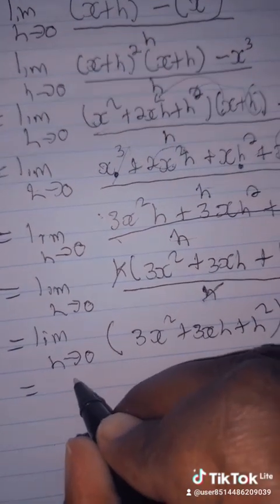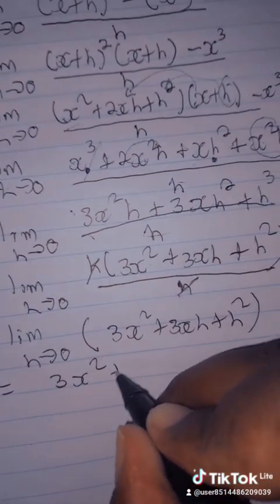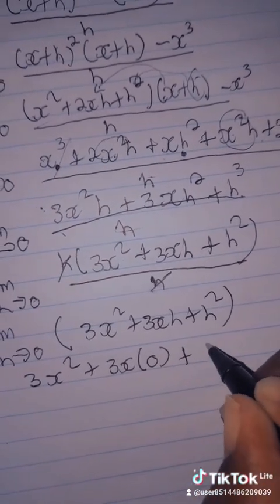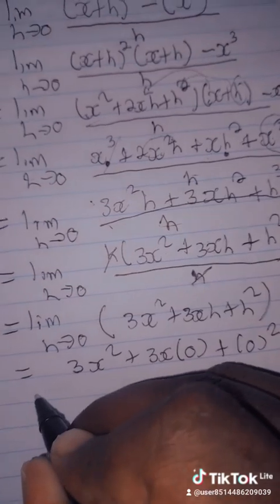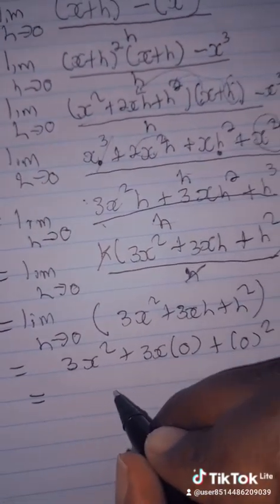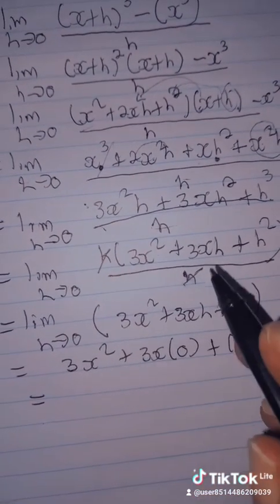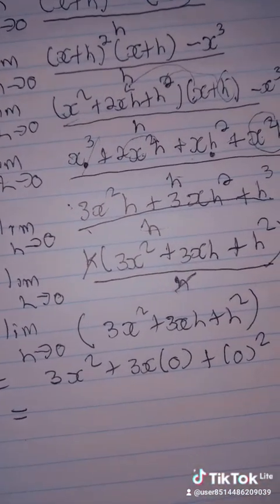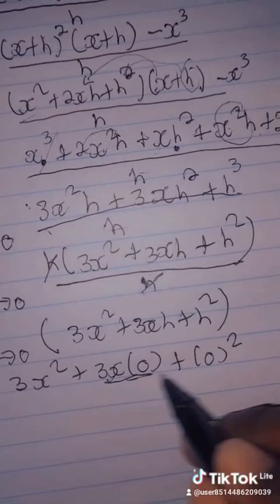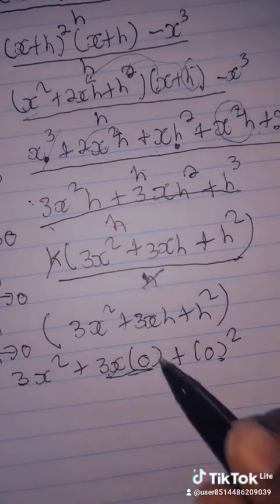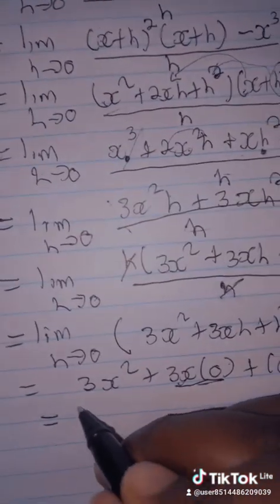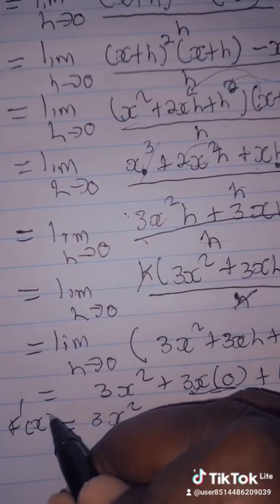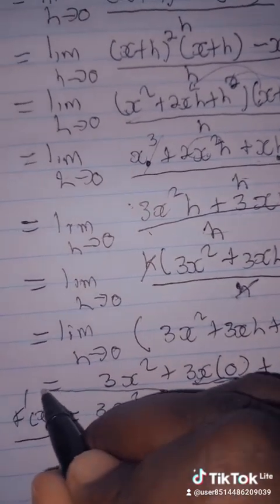Meaning that where there is h, you're going to put 0. Remember, where there is h replaced by 0, we are on our final step. If you multiply this and this, you get 0. This will be 0 and this will be 0. 0 plus 3x squared is 3x squared, meaning that the derivative of x cubed is 3x squared.